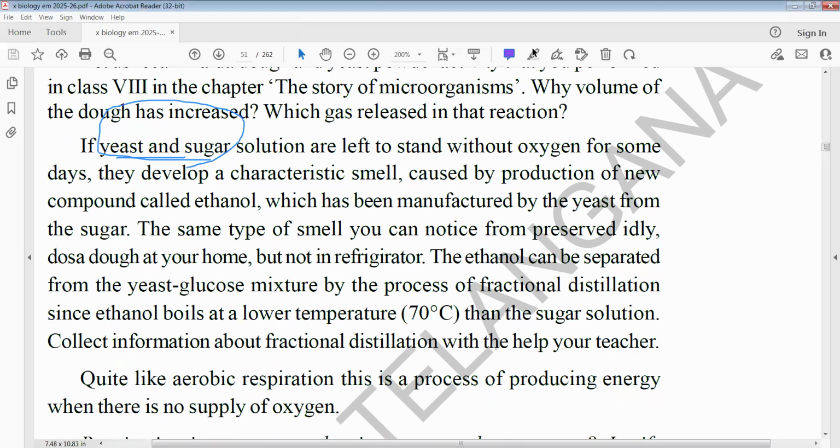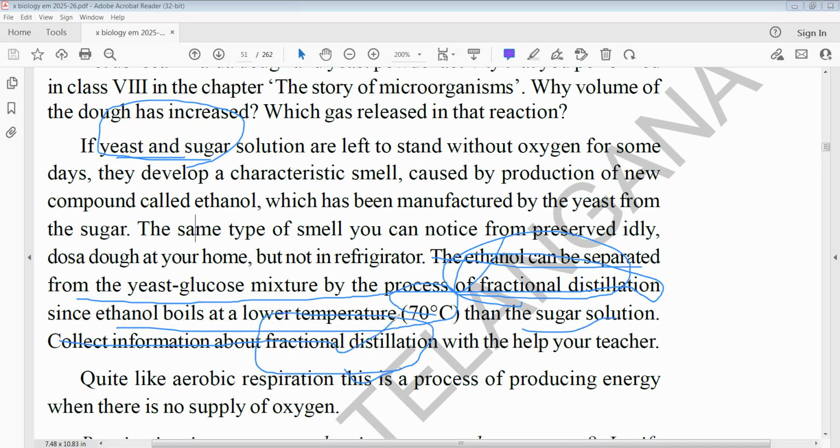Here they have given that ethanol can be separated from the yeast glucose mixture by the process of fractional distillation. By fractional distillation, ethanol is separated, and ethanol boils at a lower temperature. Then the sugar solution is collected. You know about fractional distillation. By this process we will get different products by heating at different centigrades.